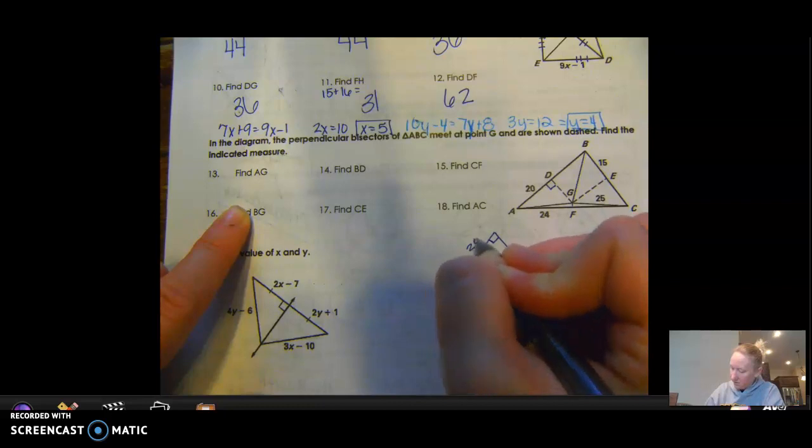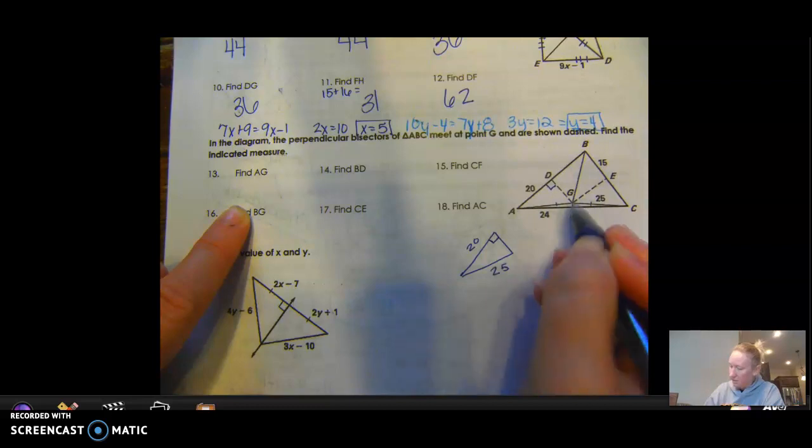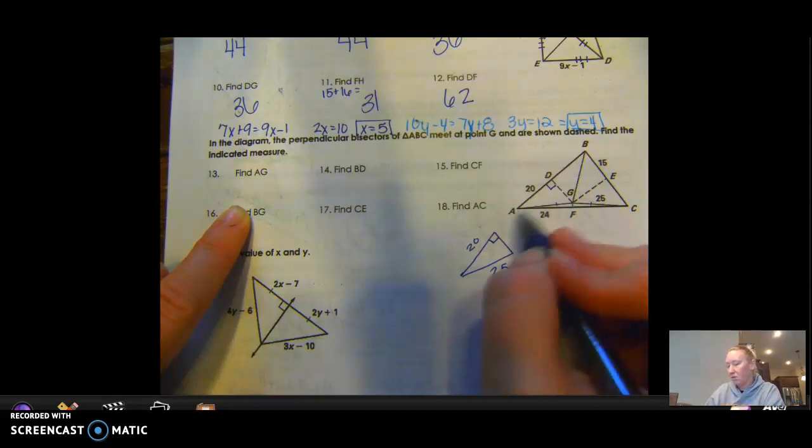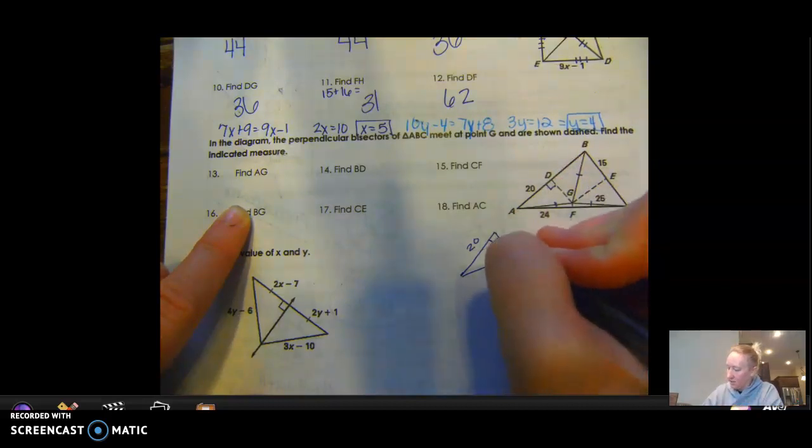We know that this is 20. We know this guy will equal this guy because that's that theorem. If we have the circumcenter, then the distances to the vertices are all equal, right? So we're going to find this.